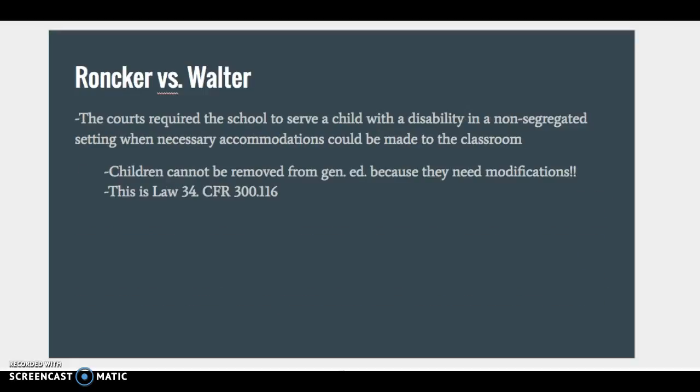So let's take a look at a court case, an example: Ronker v. Walter. The court required the school to serve a child with a disability in a non-segregated setting because necessary accommodations could be made to that classroom. And what we can take away from this is children cannot be removed from the general education because they need accommodations. And this is what Public Law 34 CFR 300.116 means.